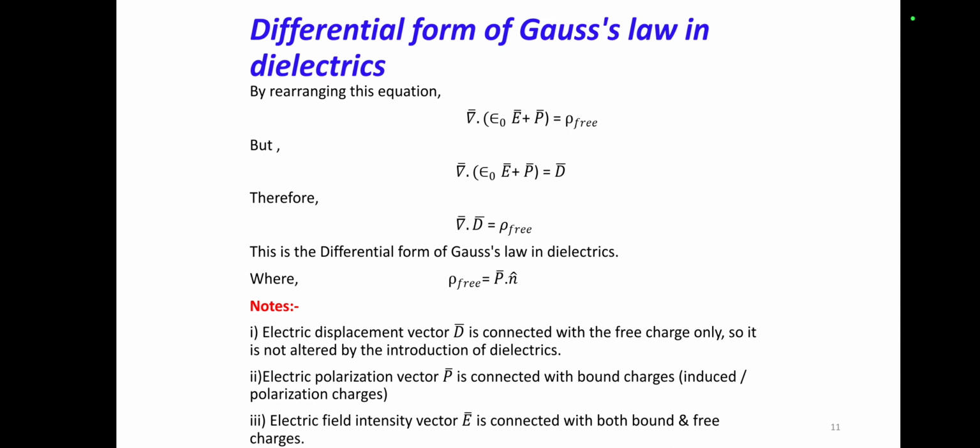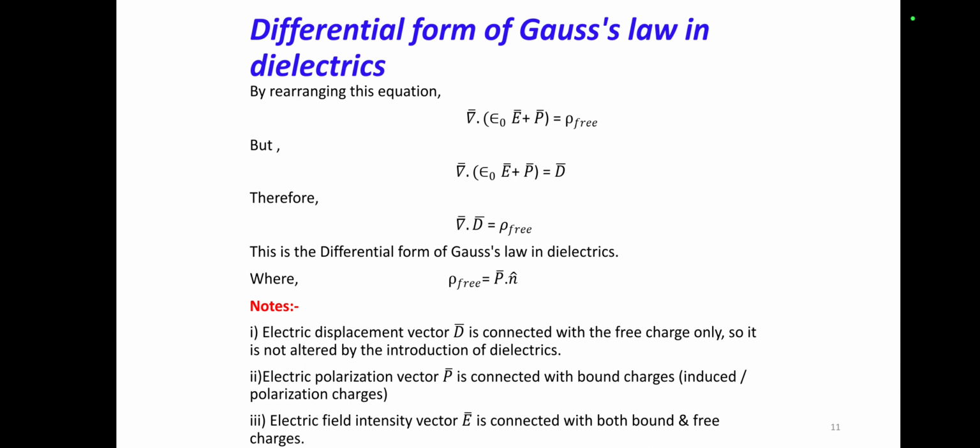By rearranging this equation, we get del dot epsilon naught E bar plus P bar is equal to rho free, that means volume charge density for free charges. But epsilon naught E bar plus P bar is equal to D bar. So therefore del dot D bar is equal to rho free. This is the differential form of Gauss law in dielectrics.